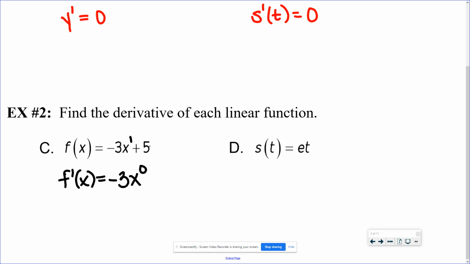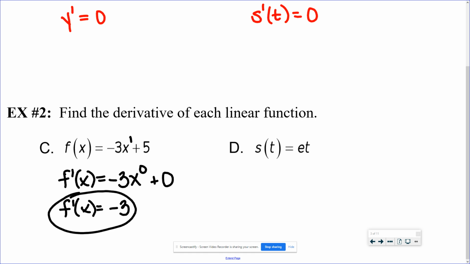And then the derivative of 5 is just like asking the derivative of a constant, and that is 0. Simplify your answer. So negative 3, x to the 0 power is 1. So we can just say this is the same as negative 3 times 1. And I don't really need to write the 0. So my derivative is f prime of x equals negative 3.